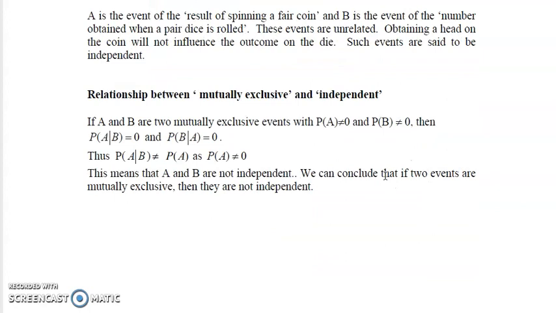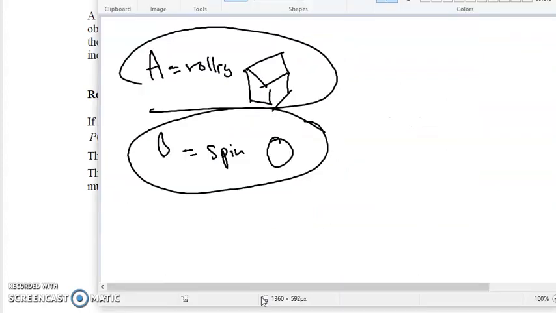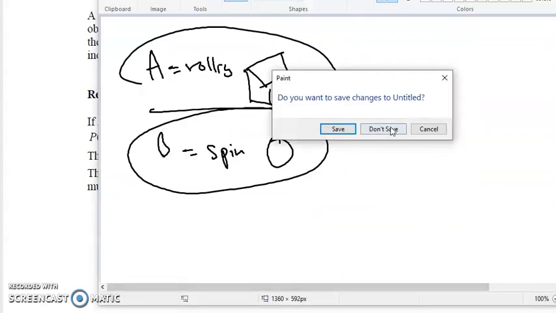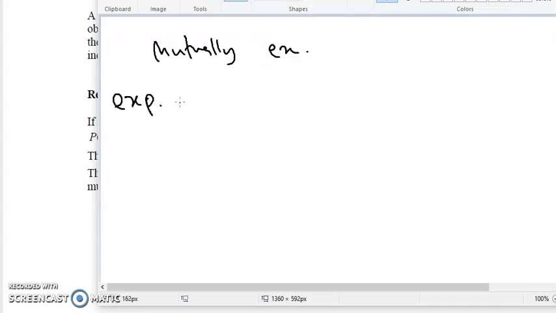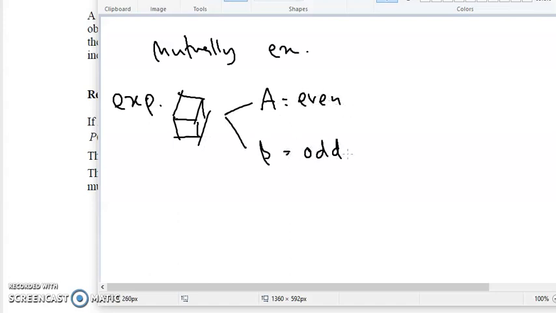So, looking back, as I already told you, for example for mutually exclusive, let's revise a little. For mutually exclusive, we are having events from the same experiment. Experiment by rolling a dice. Either you are having event A or event B. Event A, maybe you are having an even number. Event B, you are having an odd number.